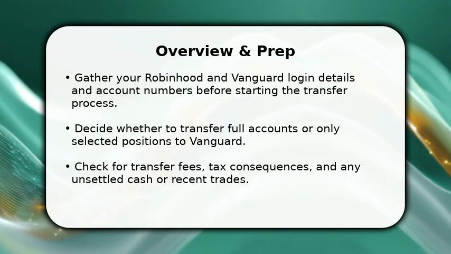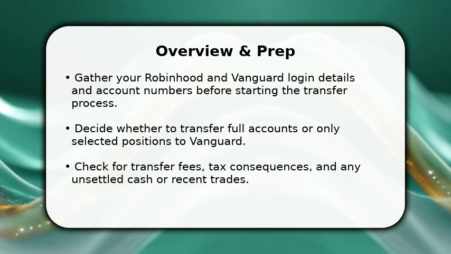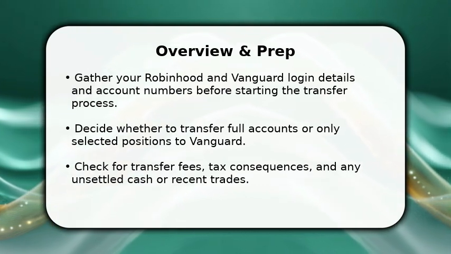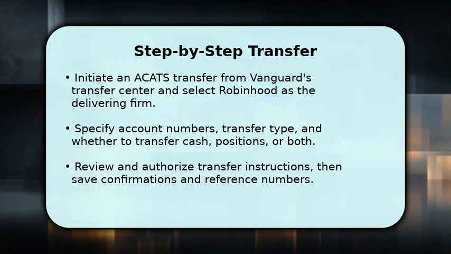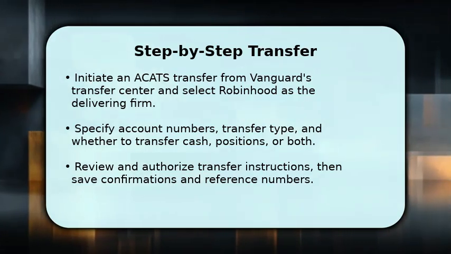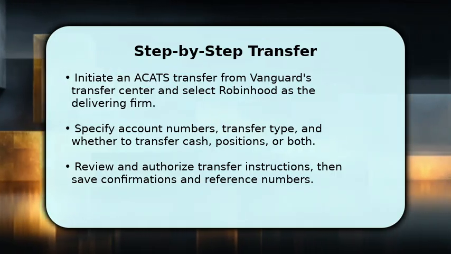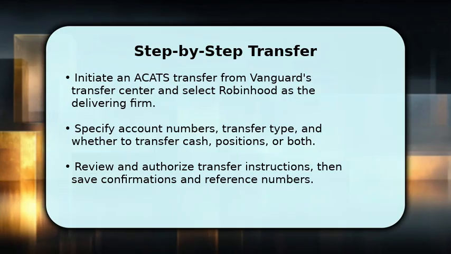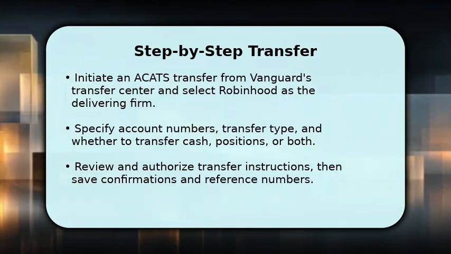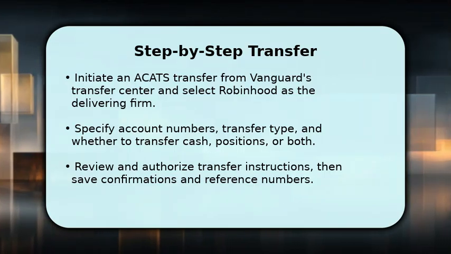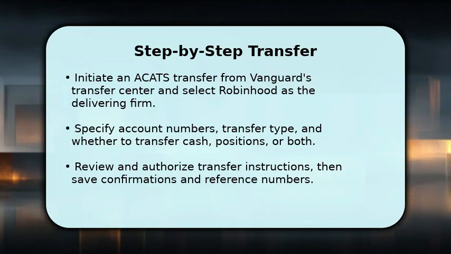Confirm your personal details match on both platforms to avoid delays, and contact support if you encounter mismatched information or errors. Begin the transfer by opening Vanguard's Transfer Center and selecting ACATS as the transfer method, then choose Robinhood as the delivering firm. Enter your Robinhood account number, choose full or partial account transfer, and indicate whether cash and positions move together. Carefully review details and electronically sign or submit any required forms.